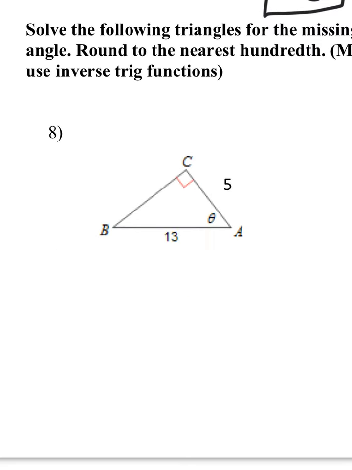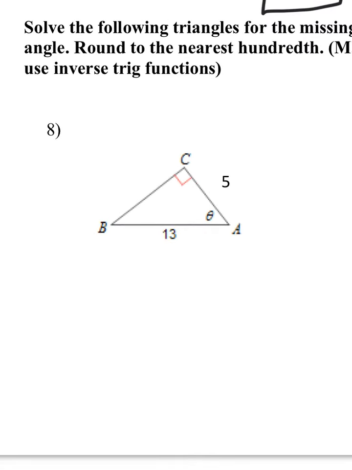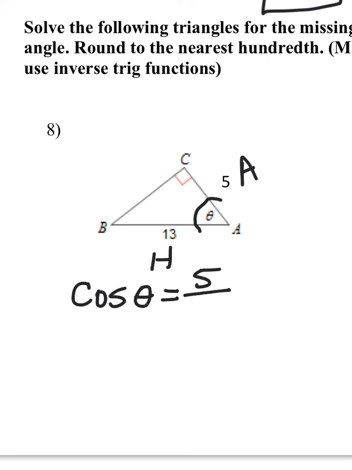Number 8. Here we're solving for an angle. We're solving for this angle right here. We have the side adjacent to the angle, and we have the hypotenuse. So we have an A and an H, so we're going to use cosine. So cosine of theta equals 5 over 13. Now to find theta, we have to use the inverse.